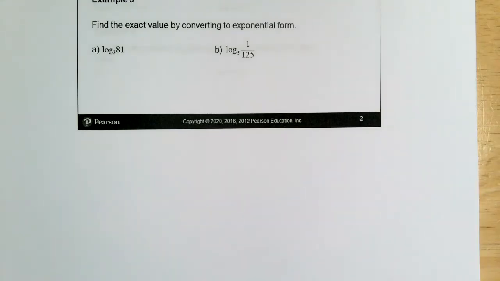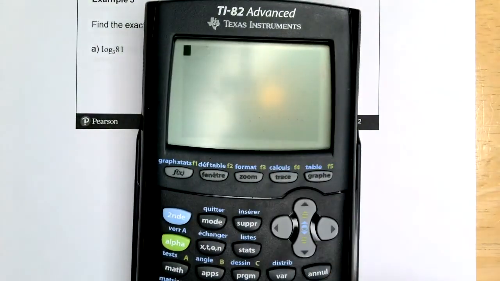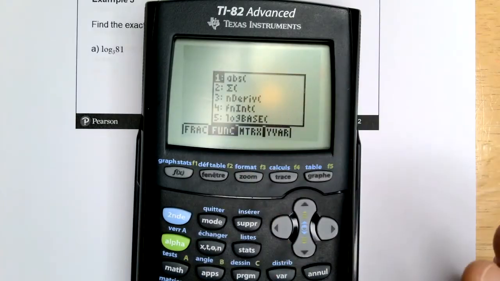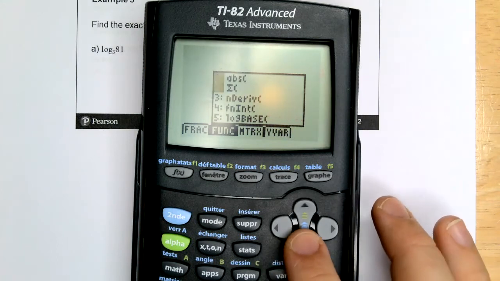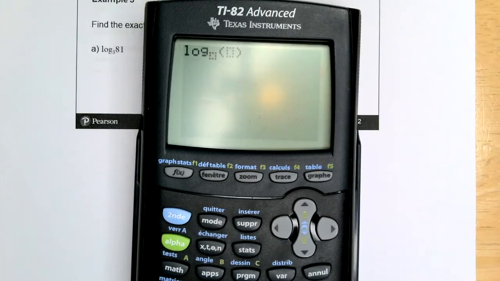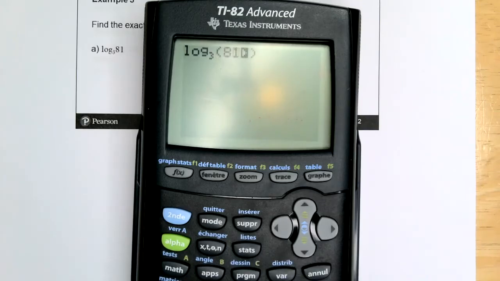I don't know how to do that on a calculator. On a Texas Instruments calculator, you should be able to go to Alpha and then press Window. It's called Table Set, and go to number 5, log base, and it will allow you to put in a base. So we can just copy this one. Log base 3 of 81. And the answer is 4.